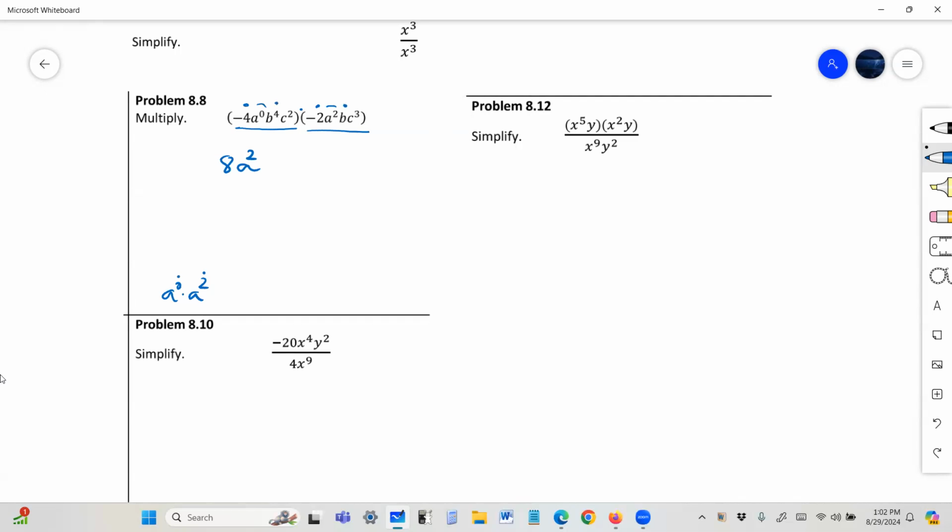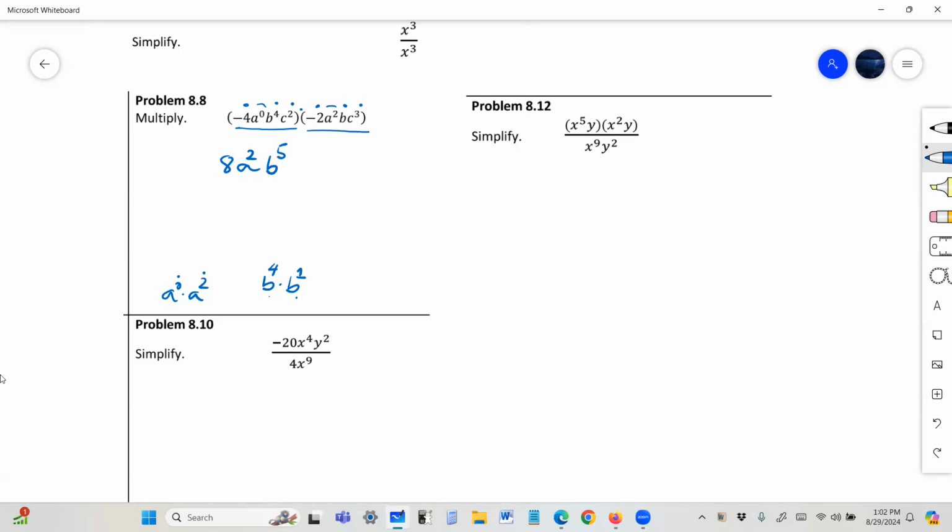It's just b, but when there is no exponent, the default is 1. So this is b to the 4 times b to the 1. Same base, we add the exponents. So b to the 4 times b to the 1, b to the 5th.